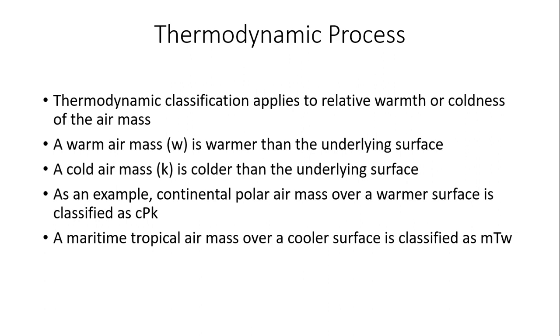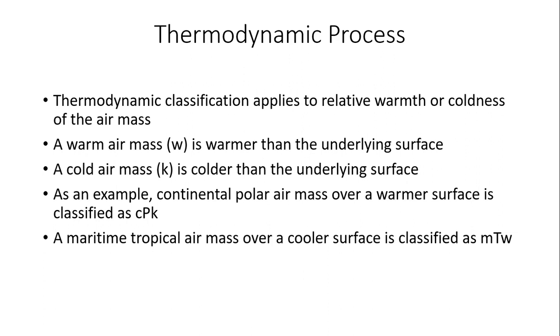So we talk about thermodynamic classification. Thermodynamic classification is going to apply to relative warmth or coldness of the air mass. For example, a warm air mass is abbreviated by the letter W. This is going to be an air mass that's warmer than the underlying surface. A cold air mass is abbreviated with the letter K, and this air mass is colder than the underlying surface.